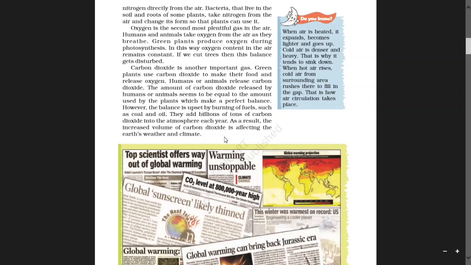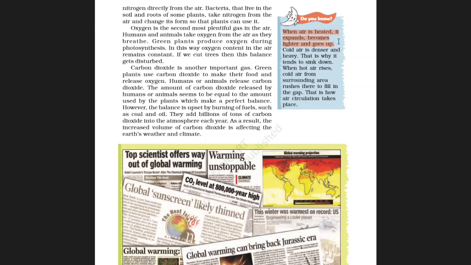See again to the right margin of this page. Do you know this one also? You tick mark it and you have to know this one, boys. When air is heated, it expands, becomes lighter. You must know this one. When air is heated, boys, it expands and it becomes lighter and goes up.